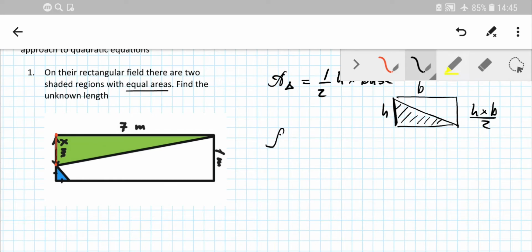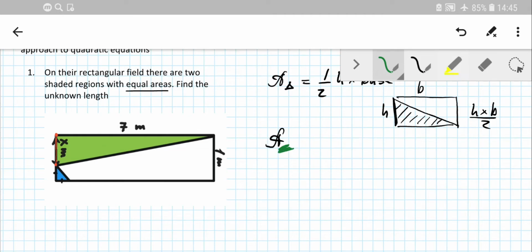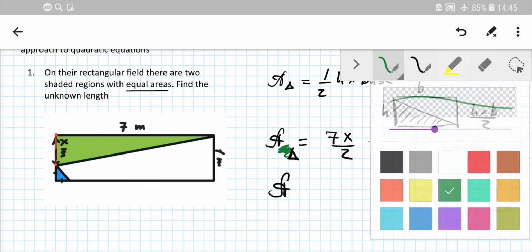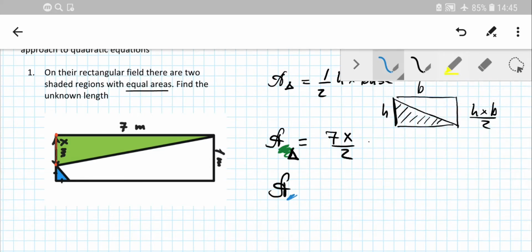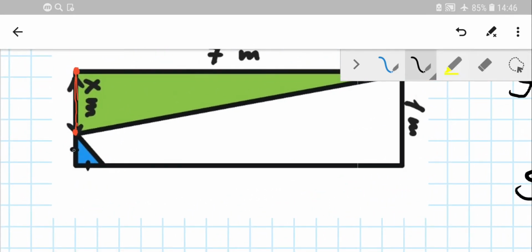So the area of the green triangle: how to work it out. You have 7 times x over 2, height times the base over 2. This area is equal to the area of the small tiny blue one. That small tiny blue one is also a triangle. So let's see what it has.